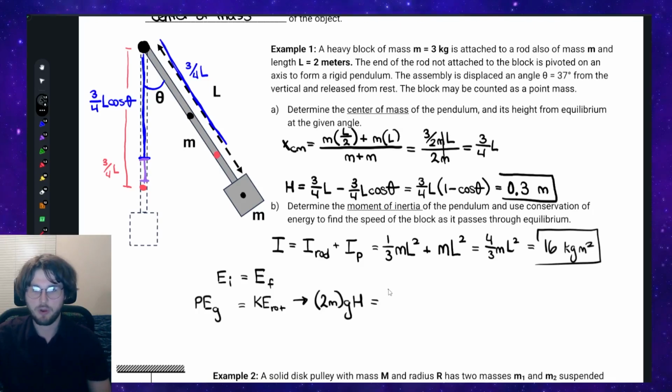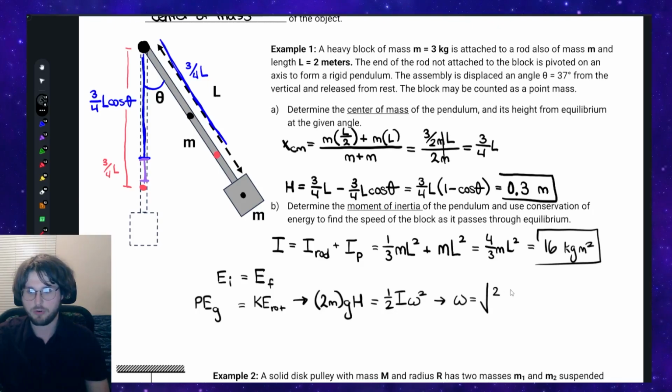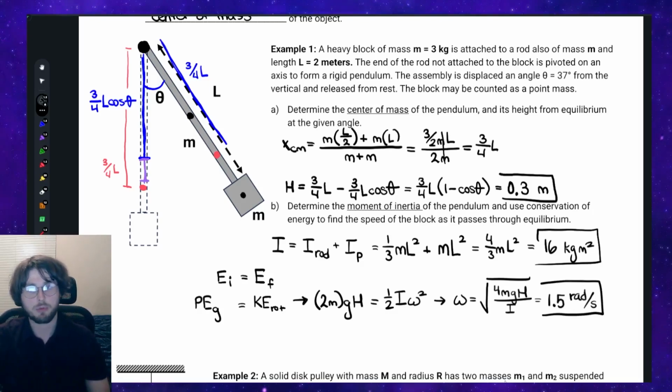And that's going to equal 1/2 times the rotational inertia, which we've already solved for, times the angular velocity omega that we're trying to solve for. Rearranging that, omega would then equal the square root of 2 times, well, we could really make that 4 times m times g times that height we solved for divided by the rotational inertia of our system. Plugging things in then, we would get an angular velocity of about 1.5 radians per second.